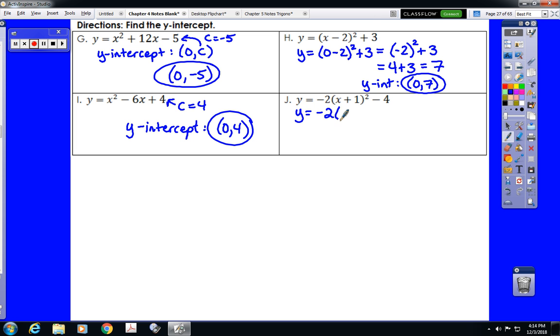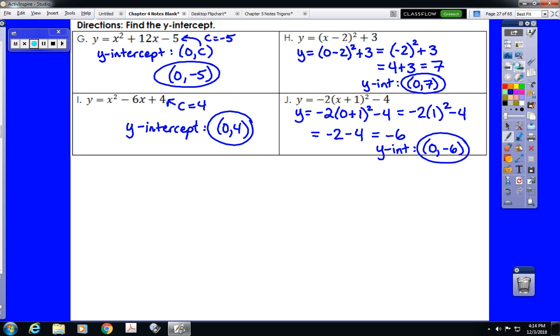So on letter J, we're going to plug in a 0 for x, and we're going to evaluate. That would be negative 2 times 1 squared minus 4, which would be negative 2 minus 4, or negative 6. So the y-intercept is the point 0, negative 6.